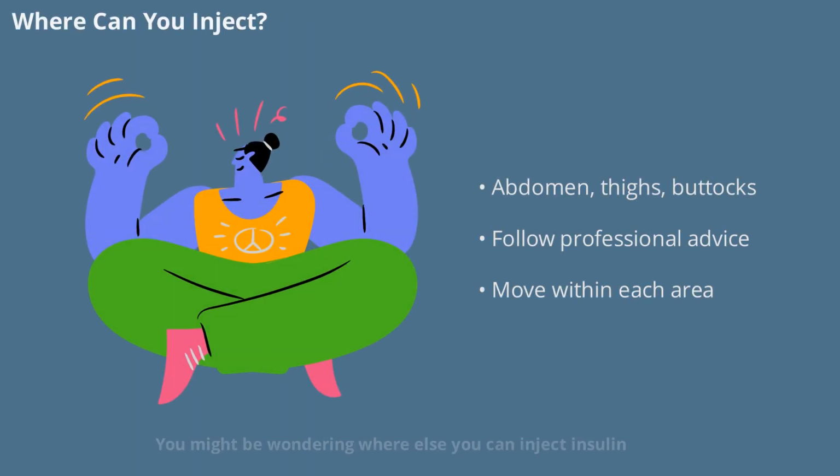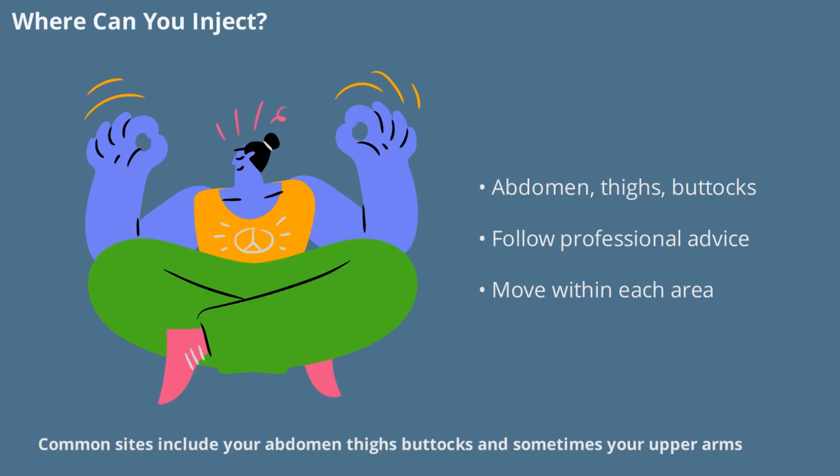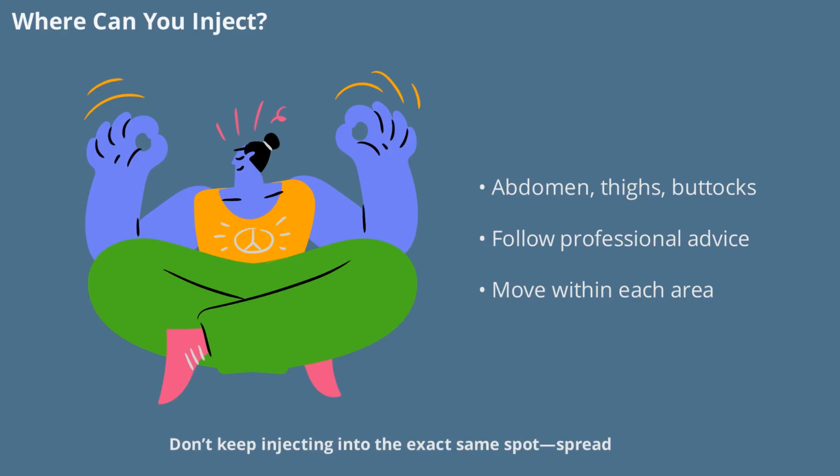You might be wondering where else you can inject insulin. Common sites include your abdomen, thighs, buttocks, and sometimes your upper arms. It's important to use areas recommended by your healthcare professional and to move around within each area. Don't keep injecting into the exact same spot. Spread out your injections to keep your skin healthy.